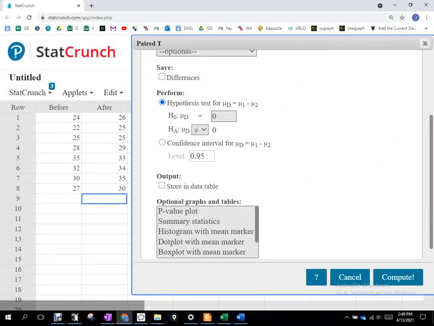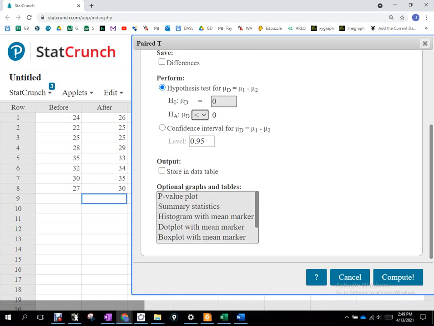This is auto-filled, right, as mu sub d. Capital D, they're using as the difference. So if I look at my hypothesis here in the alternative hypothesis, we're going to have to make that a left tail, right? The top is already established. That's always equal to. Okay. And I'm just going to hit compute.